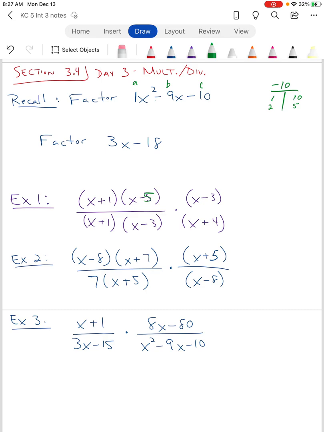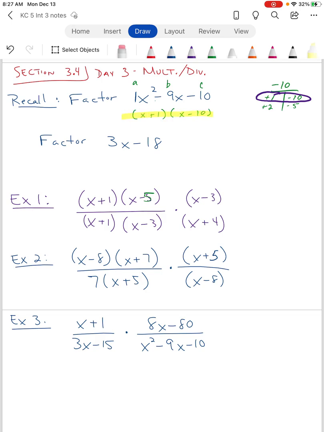Now, I did give you guys a factor chart that you are still able to use in this unit. So my factors are 1 and 10 and 2 and 5, with the biggest number being a negative and the smaller one being a positive. So the only one that would work would be a positive 1 and a negative 10. So my factors would be x plus 1 and x minus 10.